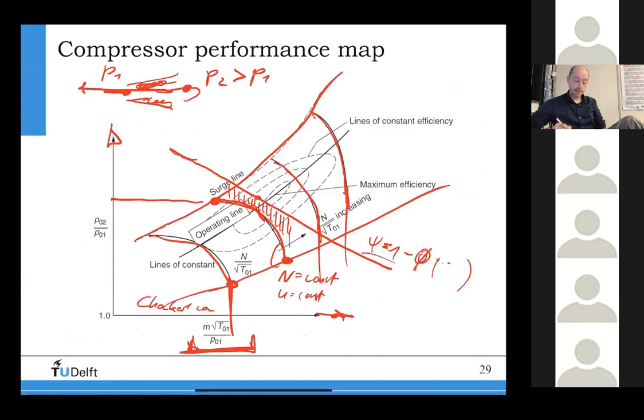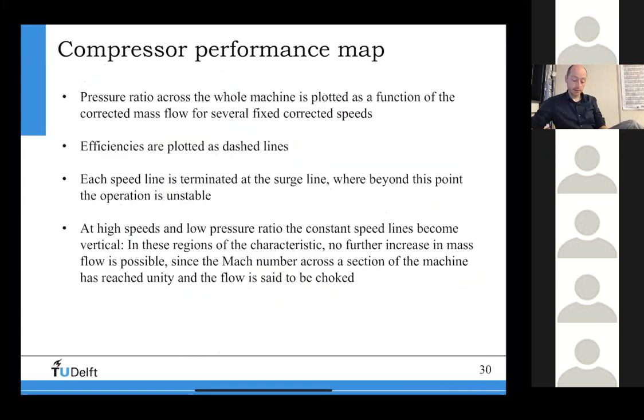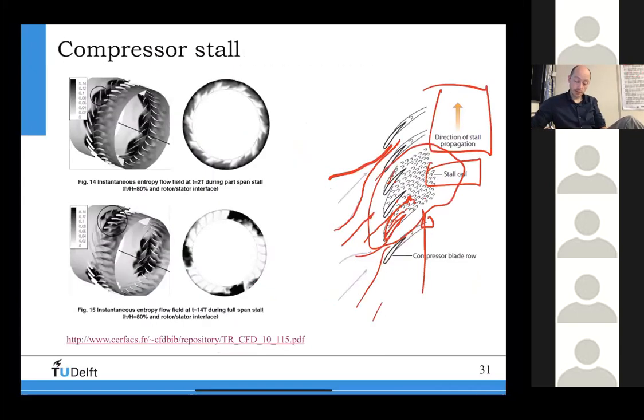This is basically this line here, right? We would like to increase the operating range of a compressor by trying to push this line further up so that you have a large operating range. And for that, you need to understand how this surge and stall actually can happen.